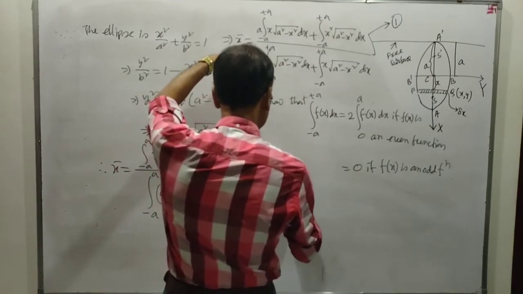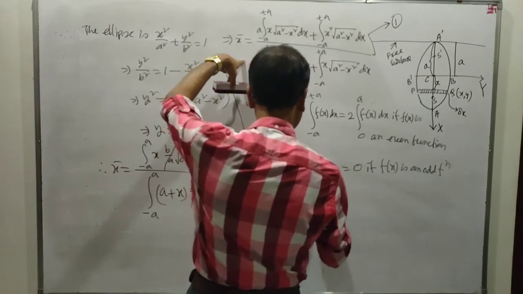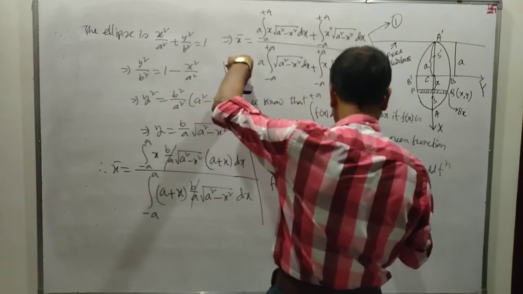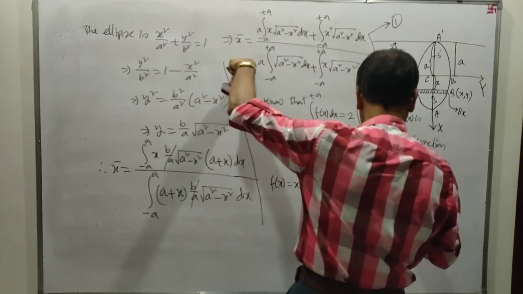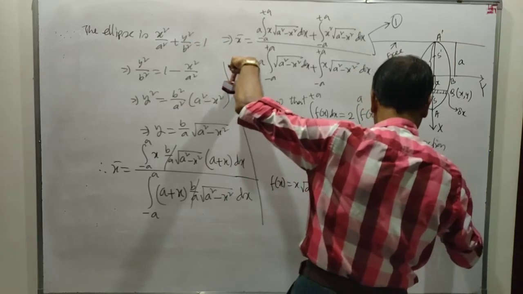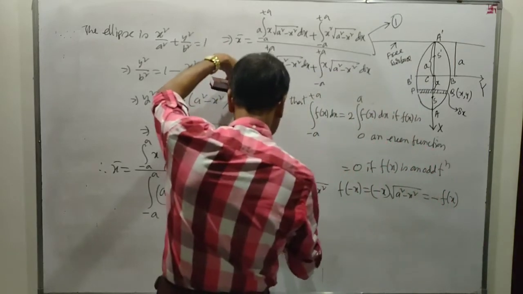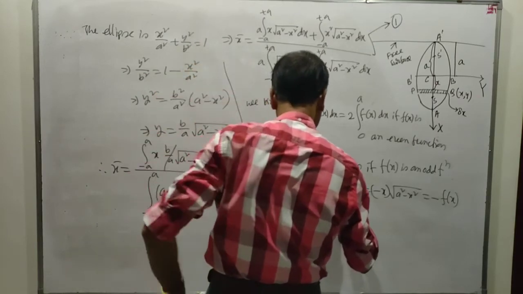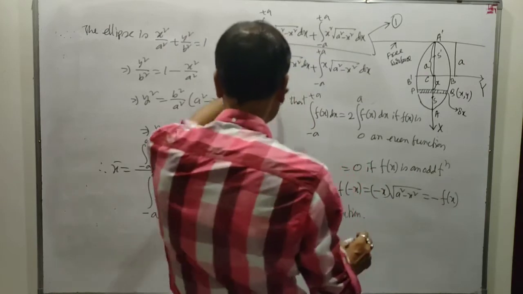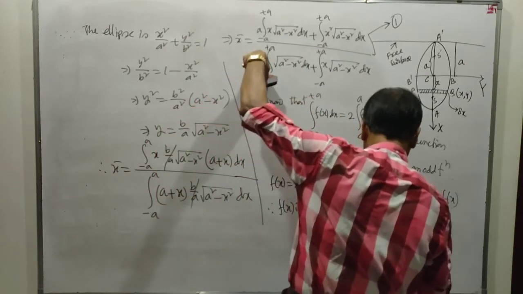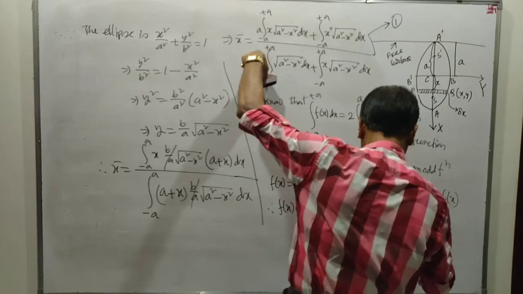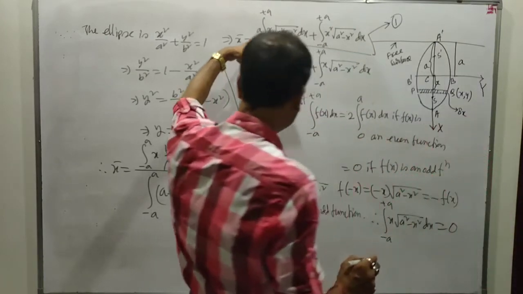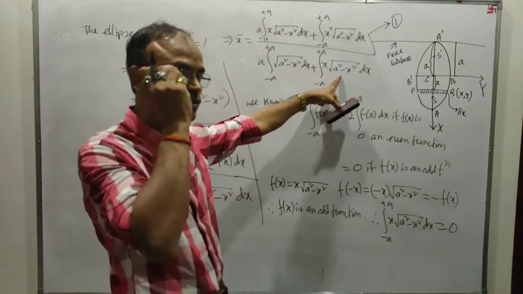f(x) equal to x into root of a square minus x square. f of minus x will be equal to minus x root of a square minus x square, equal to minus f(x). Therefore, f(x) is an odd function. Since it is an odd function, the integral from minus a to plus a of x into root of a square minus x square dx equals 0. This term will be 0, consequently this will be also 0.